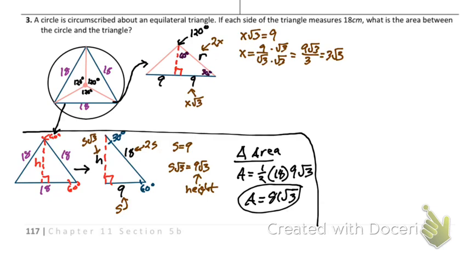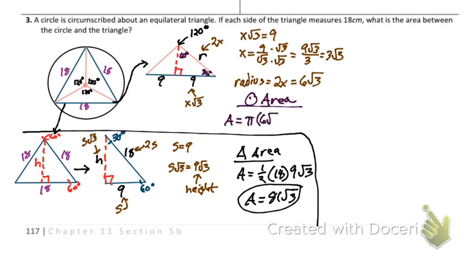Well, our r value, our radius on this one, equals 2 times x. Well, x equals 3 square root of 3, so 2 of those is going to equal 6 square root of 3. That is my radius. That's important, because now I can find the area of the circle. Circle area is going to equal pi r squared. So area equals pi r squared.